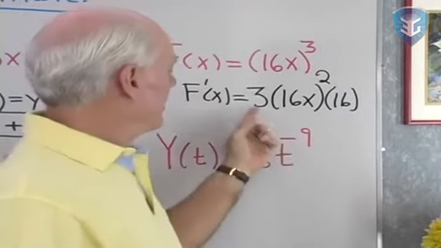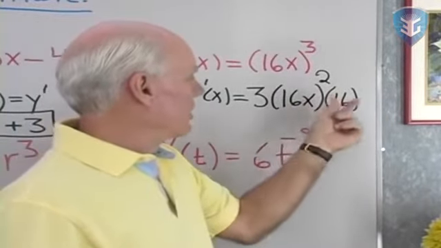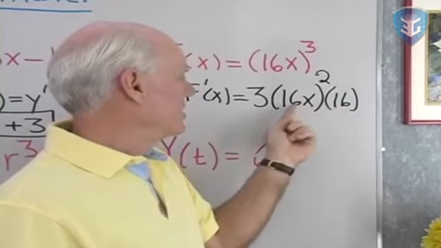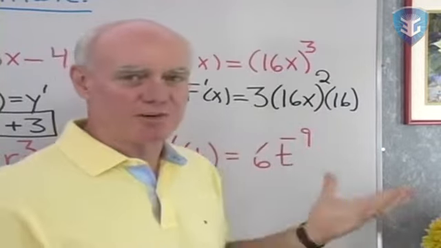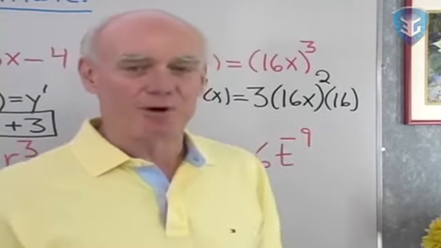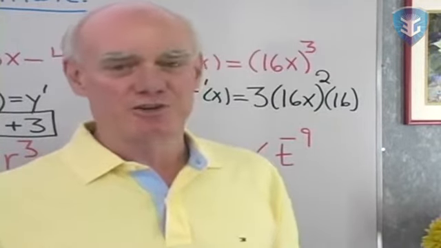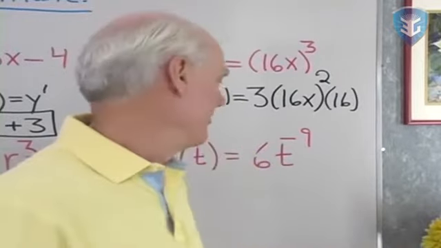So I have 3 times 16x quantity squared times 16, so I have 16 times 16 squared, 16 to the third times 3 times x squared if I want to simplify that. But right now what I want to do is just take you through and let you look at the derivatives. We don't have to simplify that one.